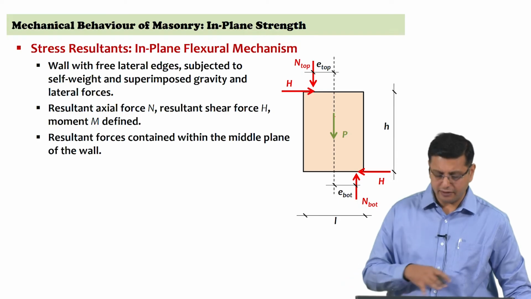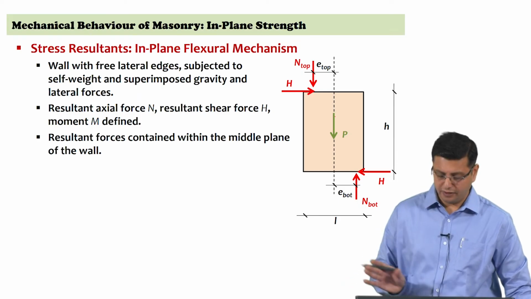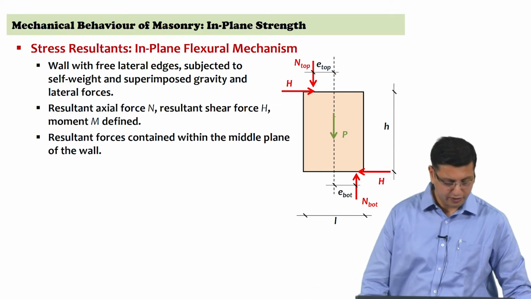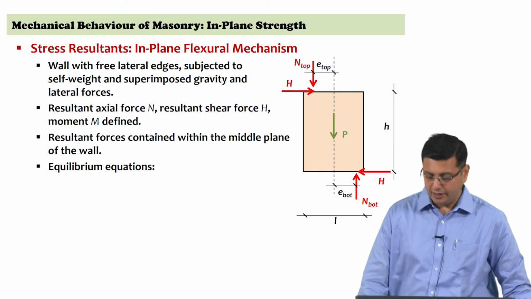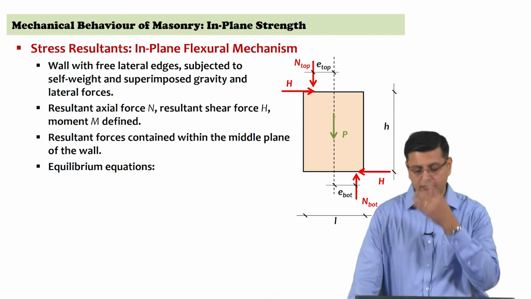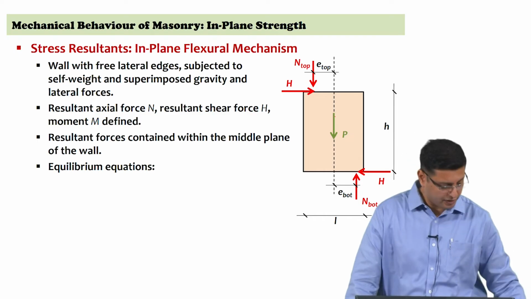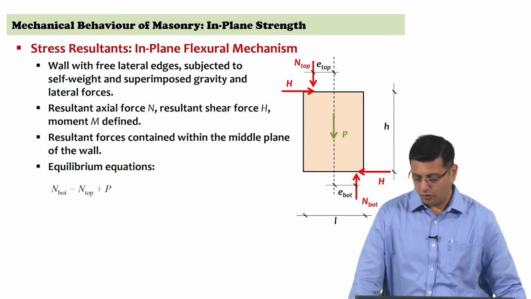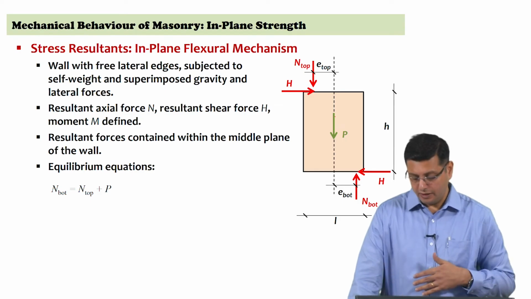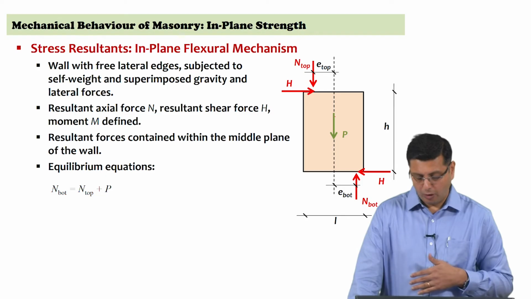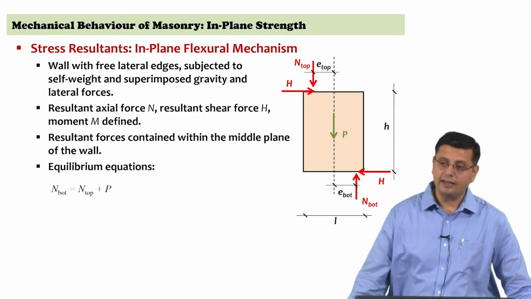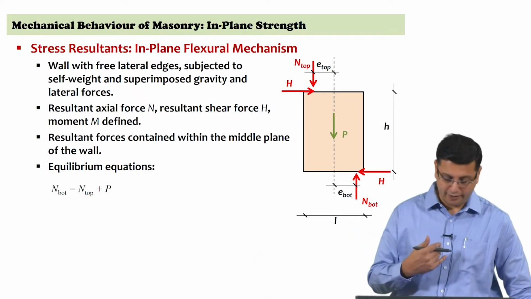So, we are going to be examining the forces in different segments, and we are assuming that the resultant forces are all contained within the middle plane of the wall itself, and we can write down the equilibrium equations for the two conditions, the vertical equilibrium and the rotational equilibrium in the system. So, from the vertical equilibrium, the axial force at the bottom is a summation of the self weight and the axial force superimposed at the top.